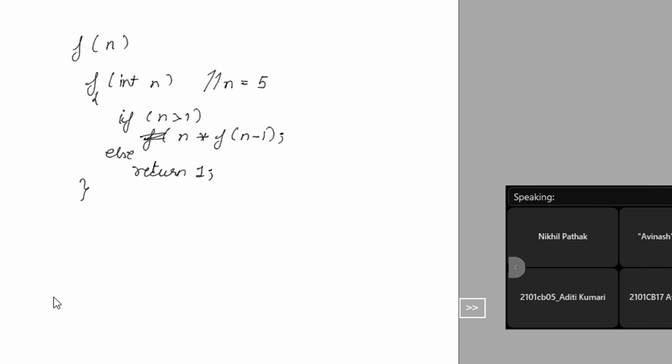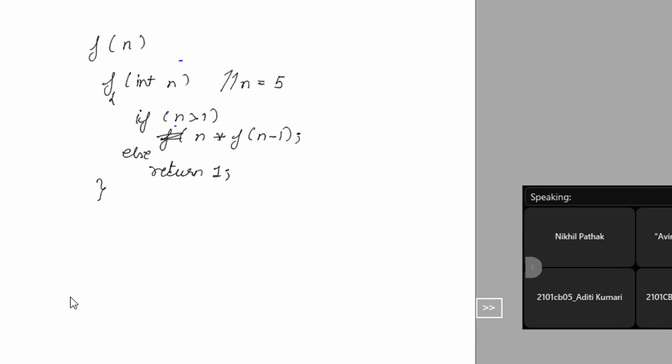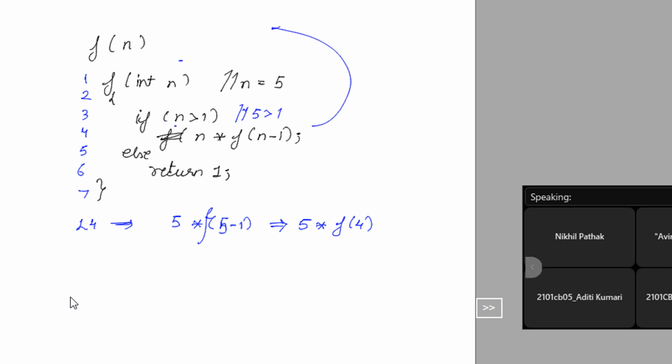So when n is 5 here, 5 is greater than 1, true. So what are we returning? Let me write the line numbers 1, 2, 3, 4, 5, 6, 7. At line number 4, we are returning 5 into f of n minus 1, which is 5 minus 1. So we are returning 5 into function of 4. This function calls itself.